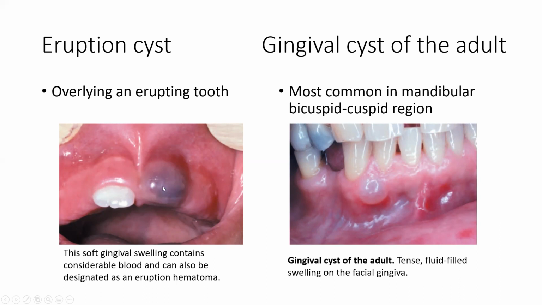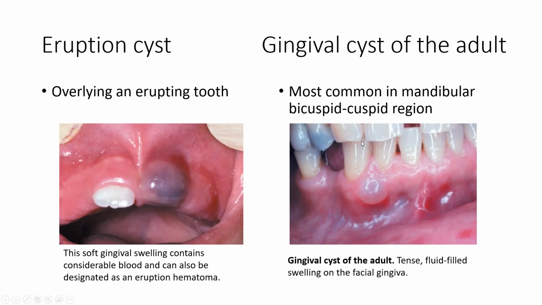And how do we deal with this? Just reassure the patient that the eruption hematomas will rupture spontaneously. If not, in rare conditions, we may have to do a simple excision of the roof of the cyst so that it will have speedy eruption.